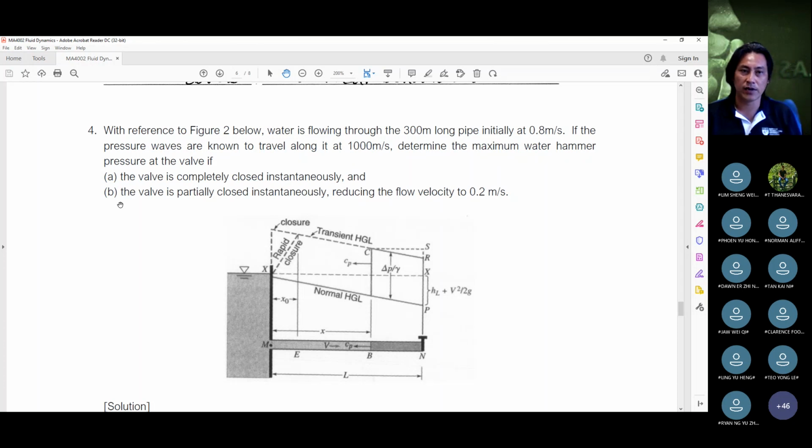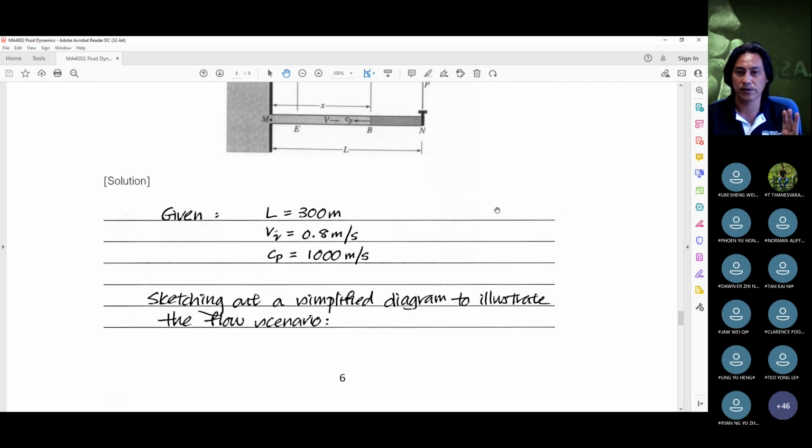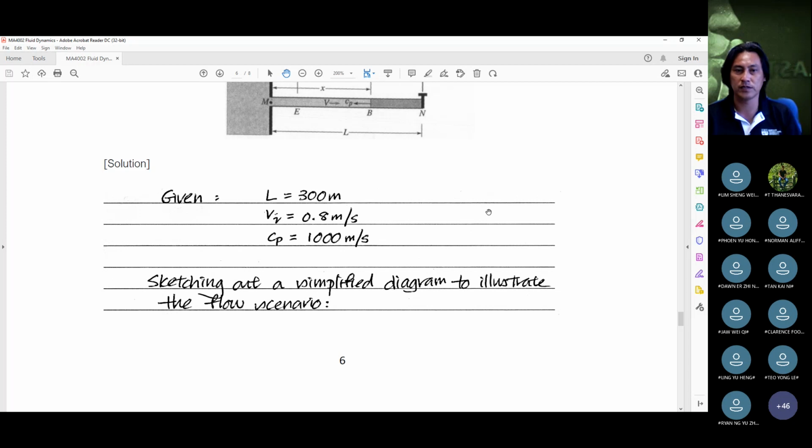And B, all right, calculate the maximum water hammer pressure at the valve if the valve is partially closed instantaneously. So it's a rapid closure, but partially closed, therefore reducing the final flow velocity to 0.2 meters per second. This is basically the same as the example that we have seen in the lecture slide, but nevertheless, let's run through this.